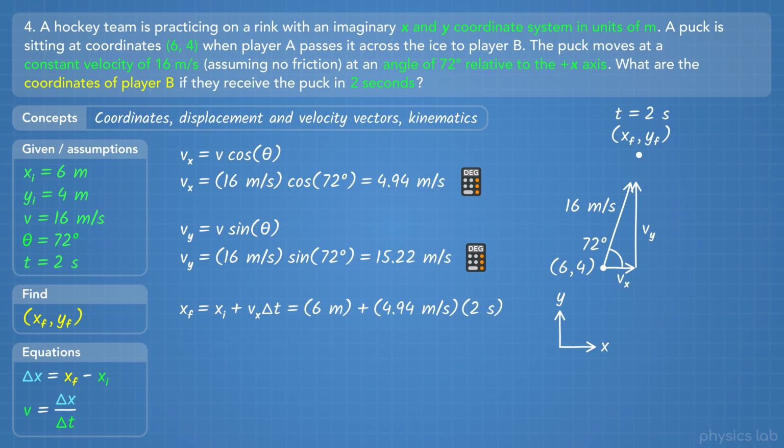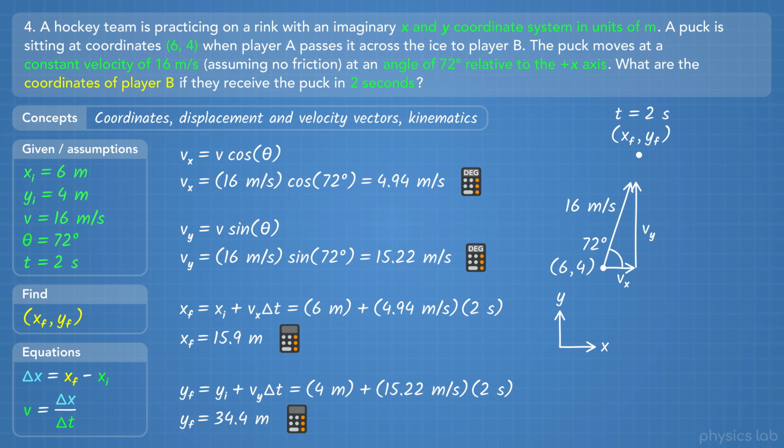We plug in 6 meters for x initial, 4.94 meters per second for Vx, and 2 seconds for t. That gives us 15.9 meters for x final. For the y position, we plug in 4 meters for y initial, 15.22 meters per second for Vy, and 2 seconds for t. That gives us 34.4 meters for y final. That's the same answer we got before. We just did the steps in a different order. So that's an example of a problem that combines coordinates, vectors, and some kinematic equations.